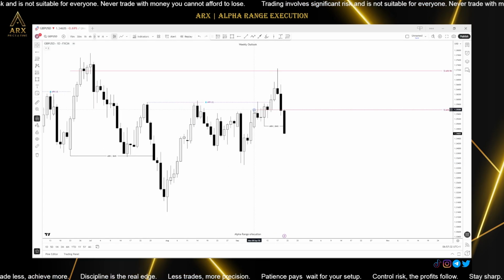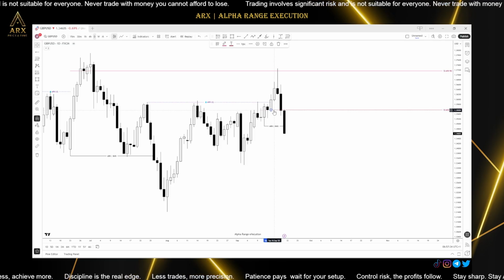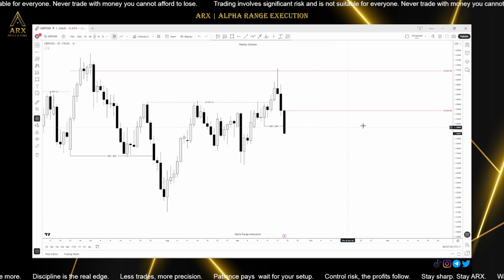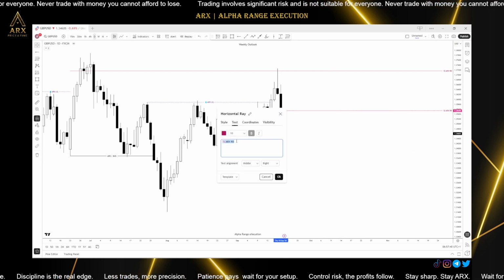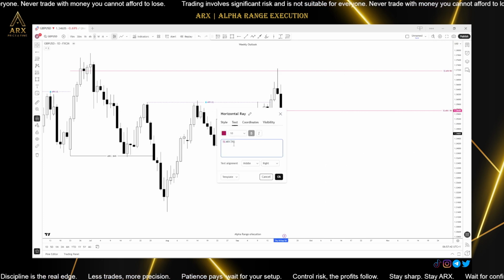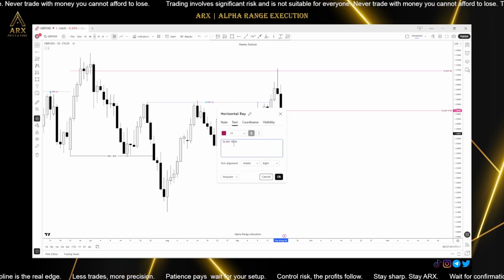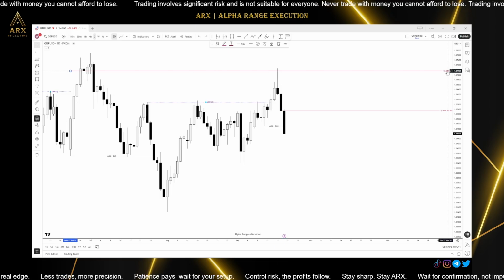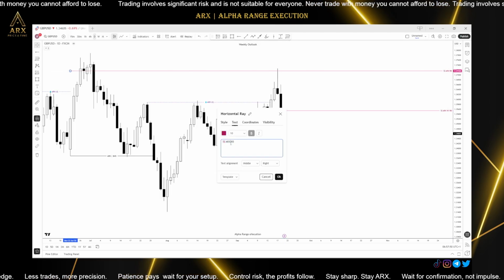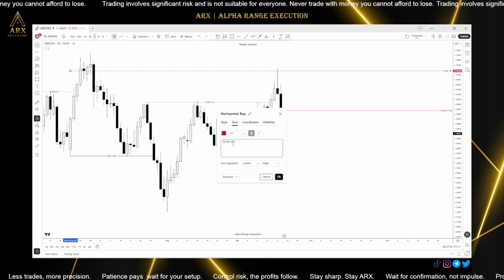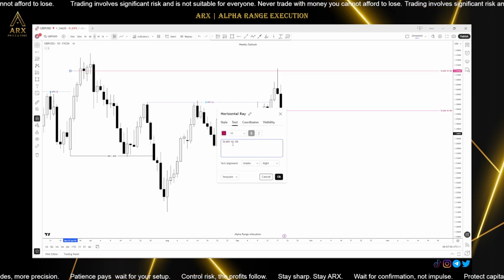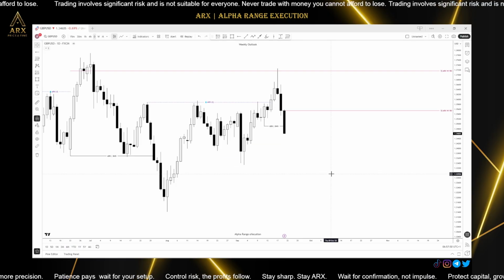So let's put this just, I'm going to refine this one till here. Perfect. So you can write this as a weekly rejection block. The same here, but just for us to know where the levels are coming from.